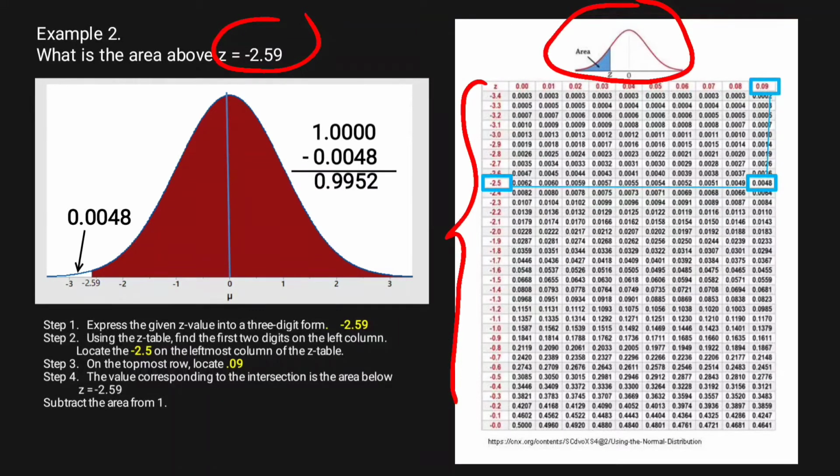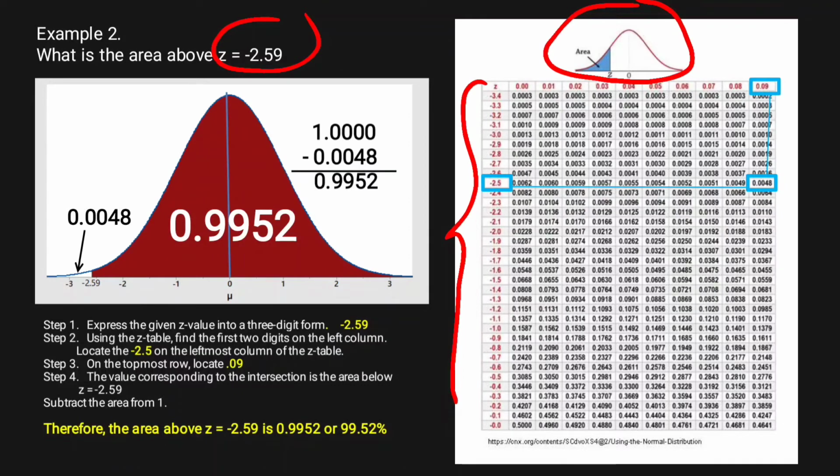Okay, so when we subtract 1 minus 0.0048, the answer is 0.9952. Okay, so when we convert that to percent, that is 99.52%. So move lang natin 2 places to the right ang decimal, then put the percent symbol. Okay, so therefore this area is 0.9952. The shaded part is 0.9952. So medyo malaki siya, 99.52%.